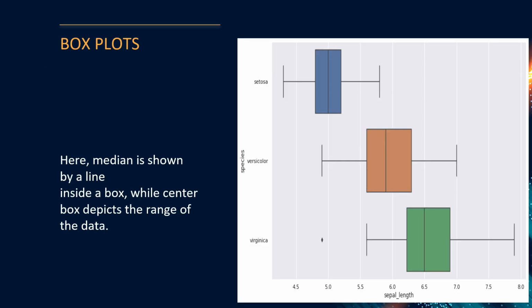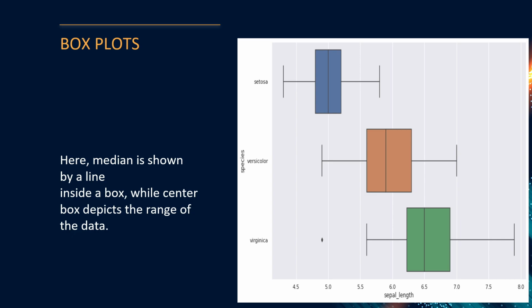So first let us see box plots. So this is the graph of the box plot that shows how we represent it. So here the median is shown by a line inside a box, while the center box depicts the range of the data. This box plot displays the distribution of data using quartiles, median, and any outliers. They provide insights into the spread and skewness of the data.